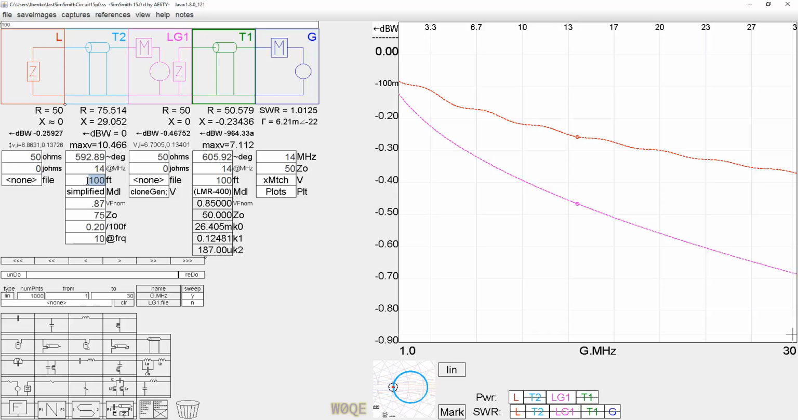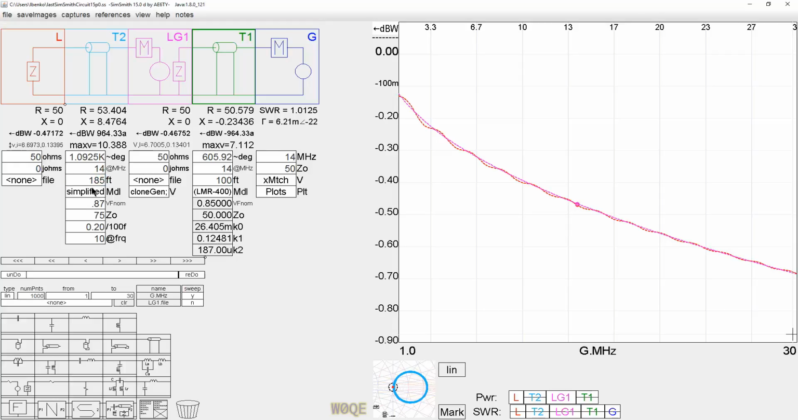That means we can increase the length of our hardline until we get to approximately the same place here. There we go. So 180, basically 100, let's call it 185 feet. 185 feet of this free hardline has the same loss as 100 feet of purchased LMR 400.